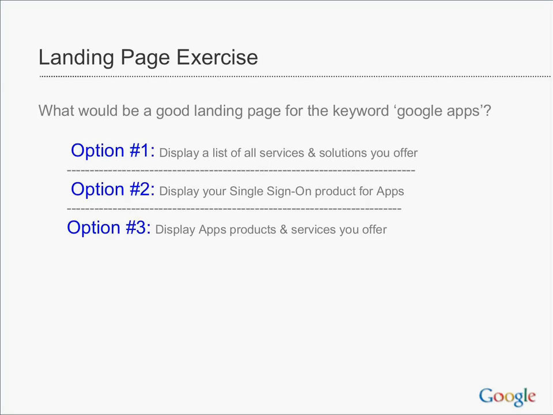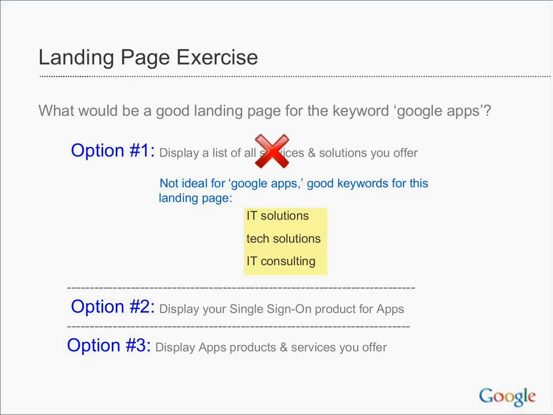So let's go through a landing page exercise. What would be a good landing page if a user searched on the keyword Google Apps? And you'll see we have 3 options listed here, and we'll go through which option is going to be the best. So the first option is display a list of all services and solutions you offer. Sometimes it's tempting for advertisers to want to quickly showcase everything it is that they offer to customers in case they're going to be interested in something else. But in this case, the customer has specifically indicated that they're interested in Google Apps. So that type of landing page is not going to be ideal.